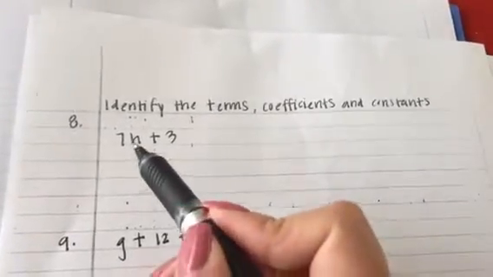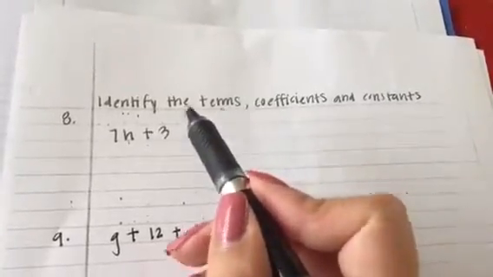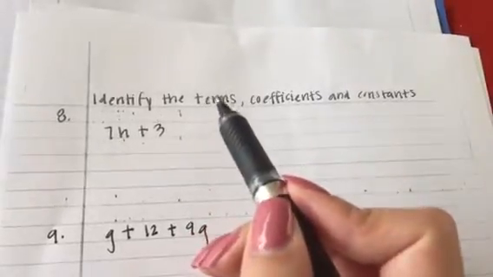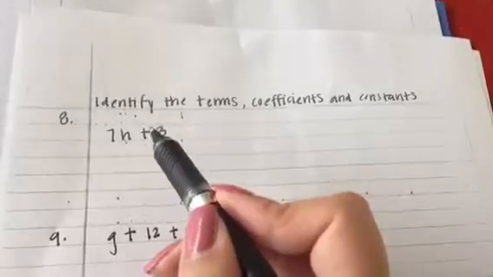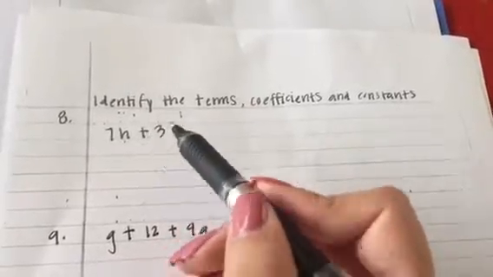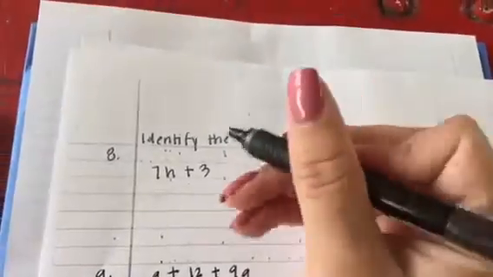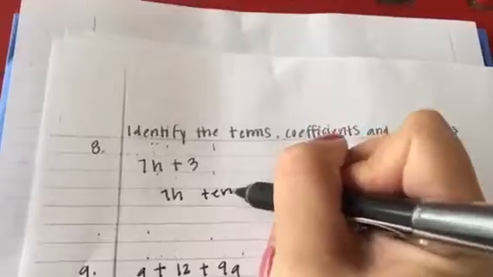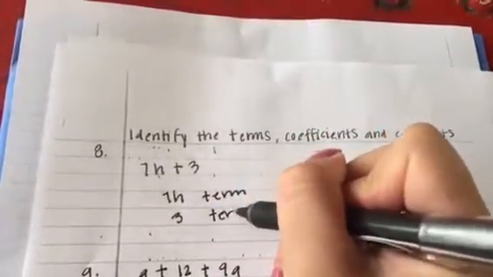So the first problem is 7h plus 3. First, let's go ahead and identify the terms. Remember I said that they're separated by addition and subtraction signs? Well, you see two things here being separated by an addition sign. So guess what? We have two terms here. We have 7h being one term, and then 3 being another term.